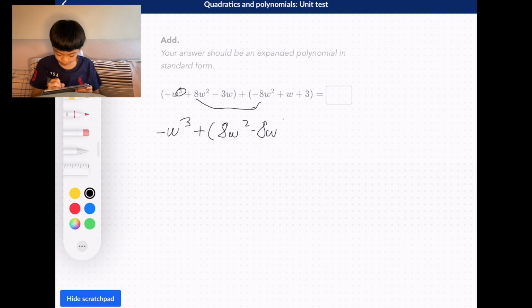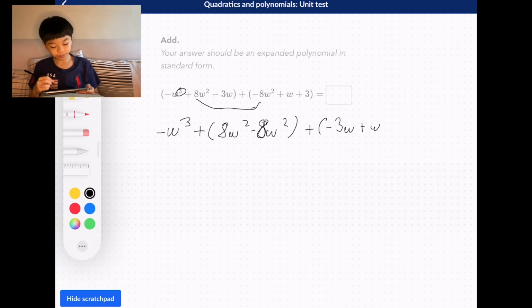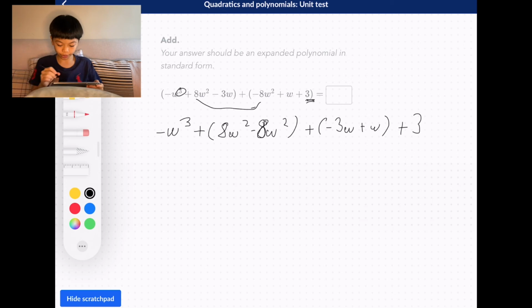Minus 8w squared, which we know is a negative, but we won't put the answer for now. We'll figure out on simplifying this a bit. Plus, the next smallest is w. Minus 3w plus, and bracket minus 3w plus w, because there are two unknowns that have w. And close bracket, plus 3. Because over here, it's a non-unknown, so we put it at the last.